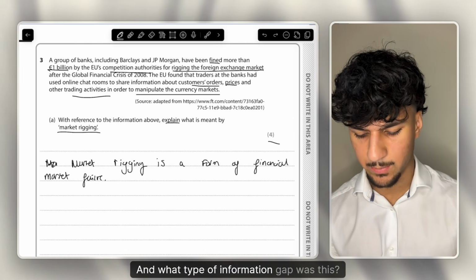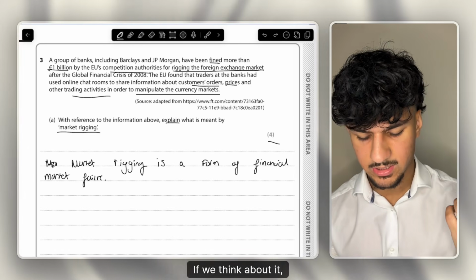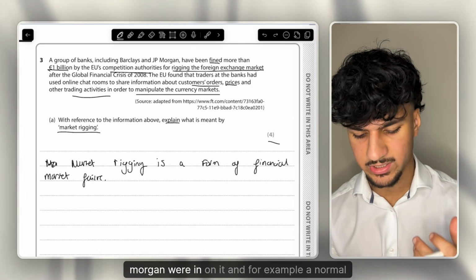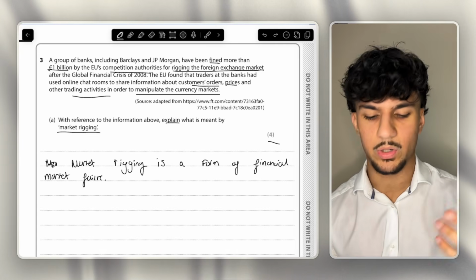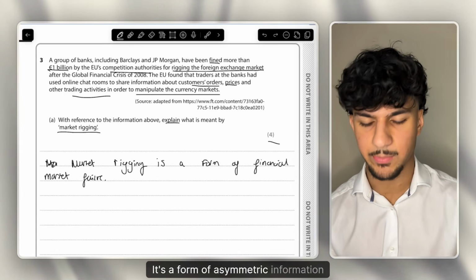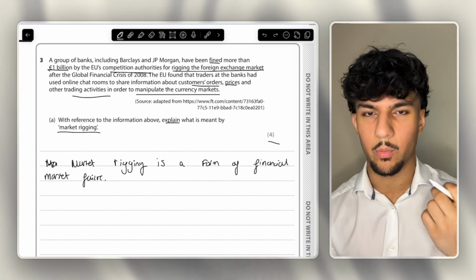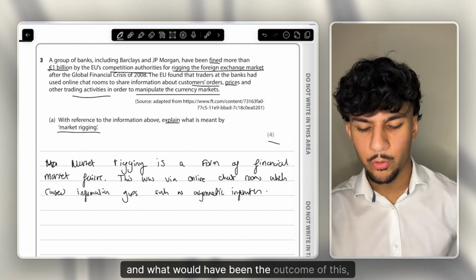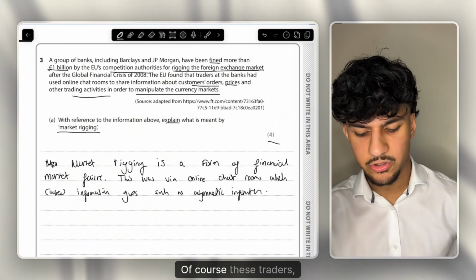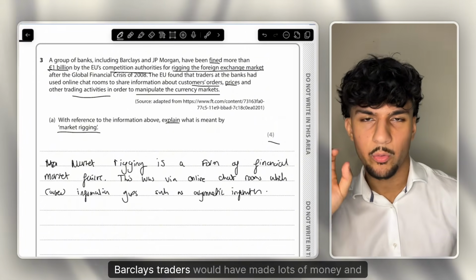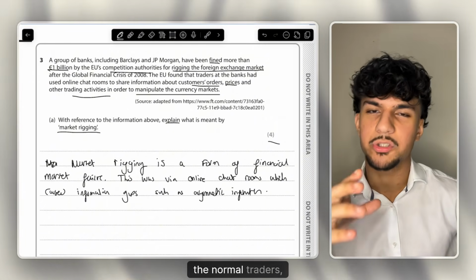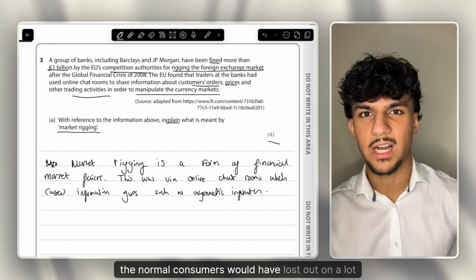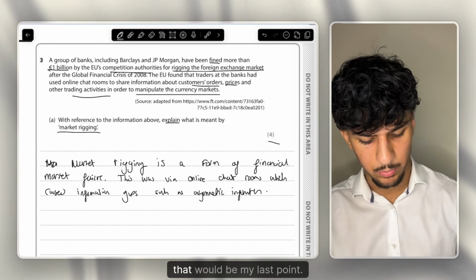And what type of information gap was this? If we think about it, since Barclays and JP Morgan were in on it, and for example a normal trader was not in on it, it's a form of asymmetric information, where one party has more information than another party. And what would have been the outcome of this? Why were they doing this? Of course, these JP Morgan and Barclays traders would have made lots of money, and the normal traders, the normal consumers, would have lost out on a lot of money. So that would be my last point.